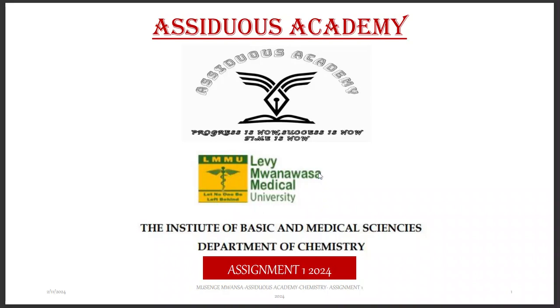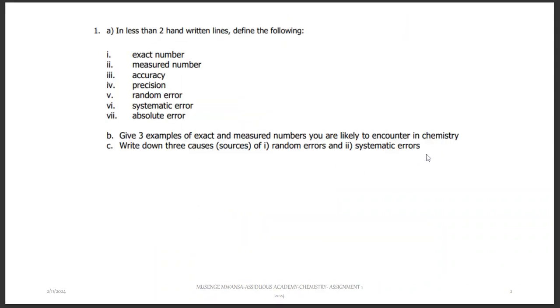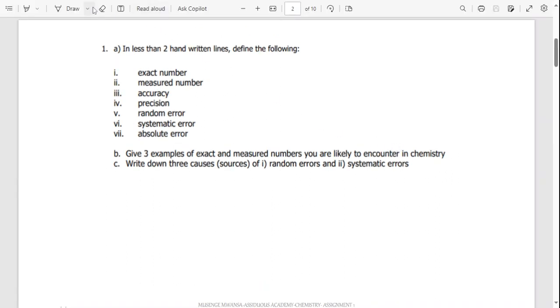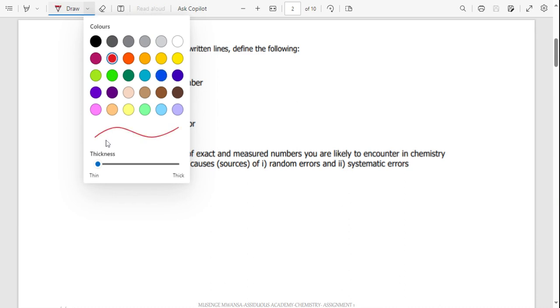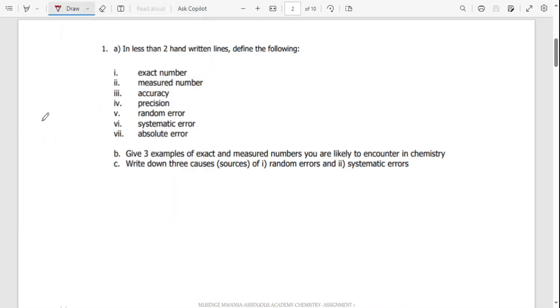Let's go over assignment 1 for chemistry, Lmmu Mathematical University. So here is the first question. In less than 210 lines, define the following. And the first one we want to define is an exact number. What is an exact number?